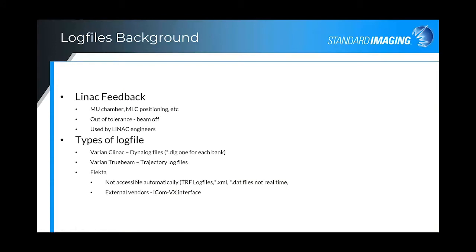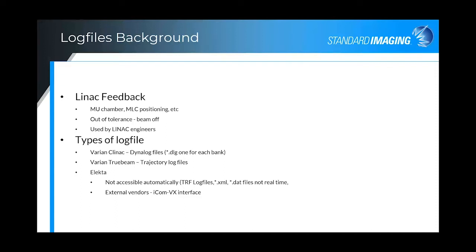Log files were initially generated, as log files are for any software, to record the delivery based on the feedback mechanism designed into the Linac and primarily used by Linac engineers. The MU, positioning of each MLC, jaws, gantry angle, and collimator are recorded. When the parameters, for whatever reason, exceed tolerance, as designed, beam off occurs, and in some cases, beam on will resume once parameters are back within tolerance.